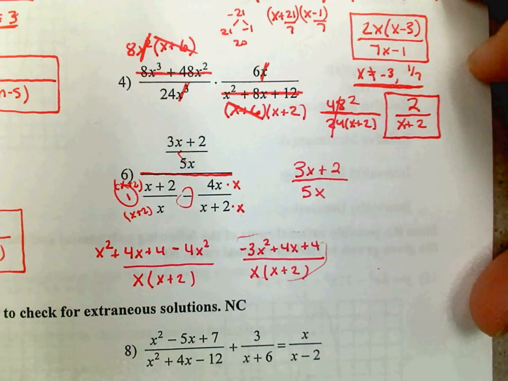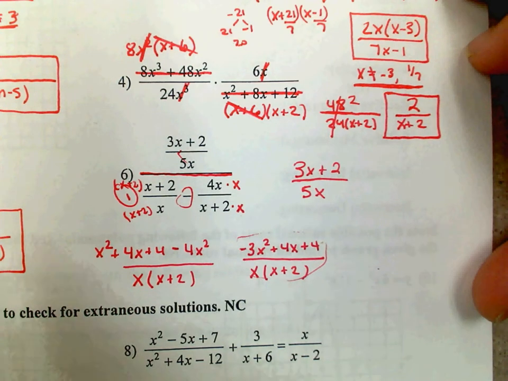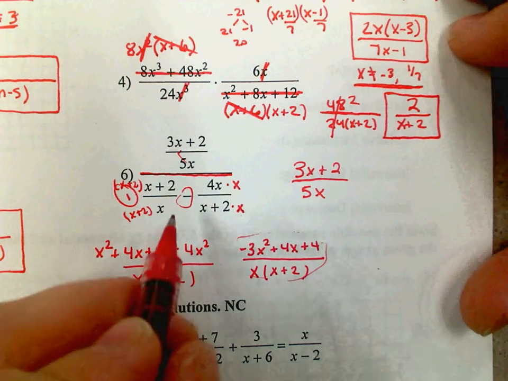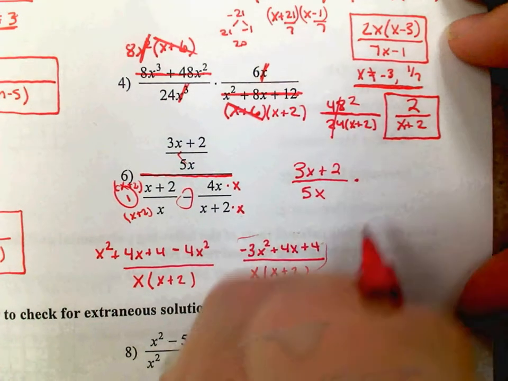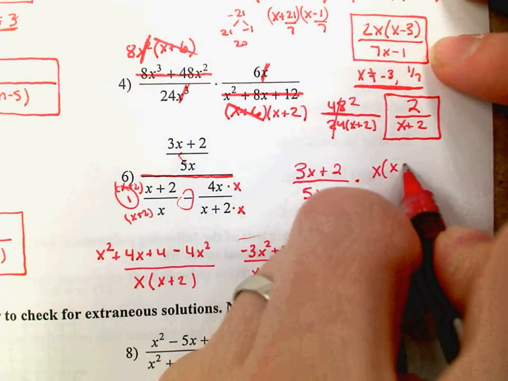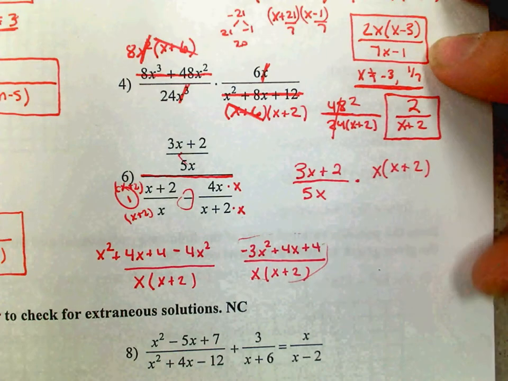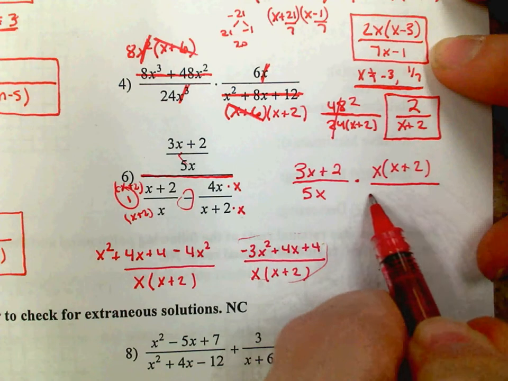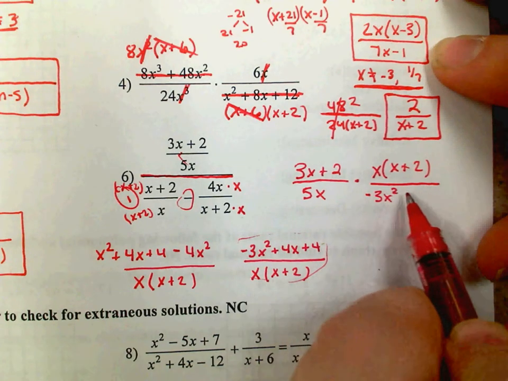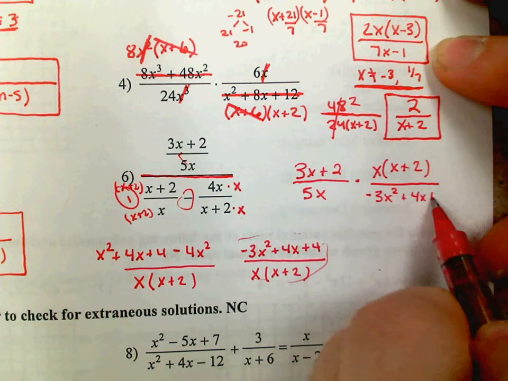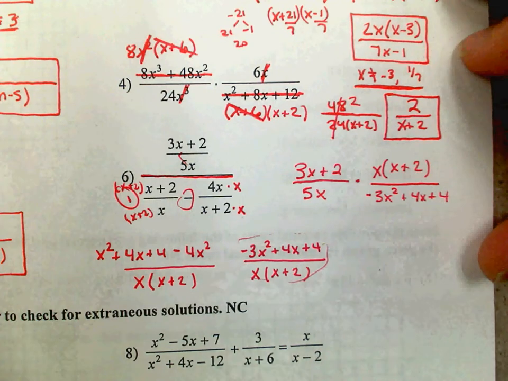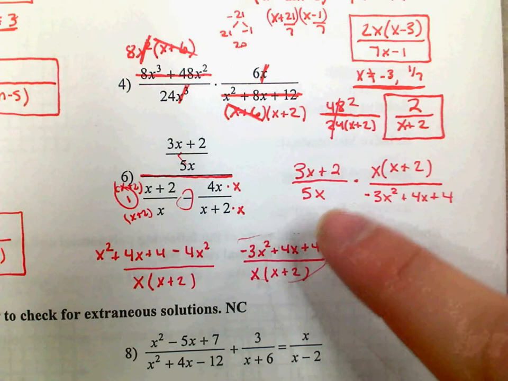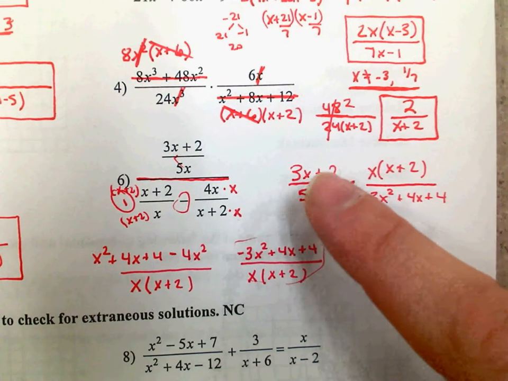Now, we're not going to divide. We're going to multiply by the reciprocal. So now we're going to multiply by x times x plus 2 all over negative 3x squared plus 4x plus 4. Now, the left two are already as simplified as they can get. The top right is already simplified.